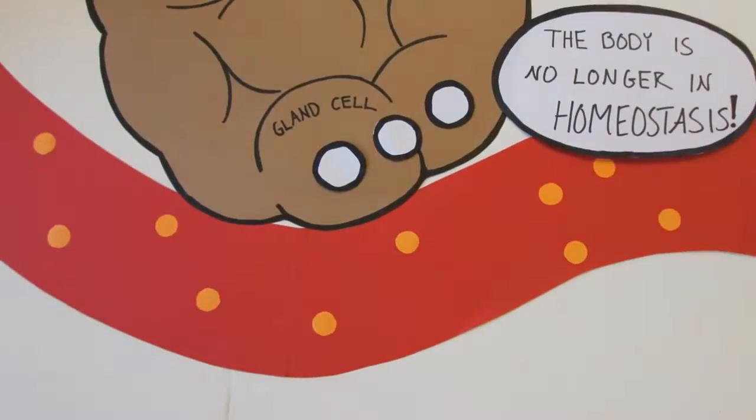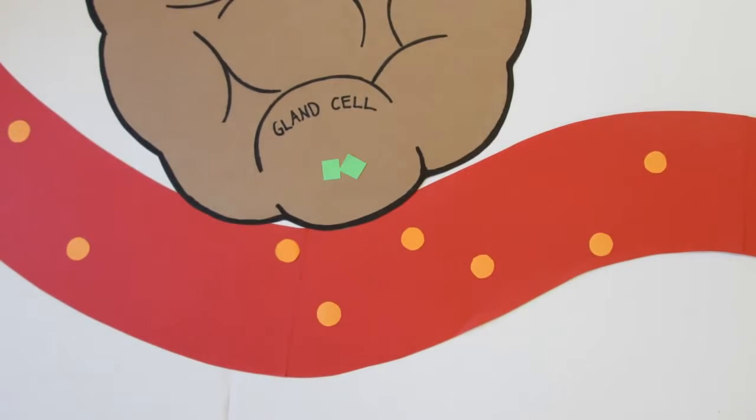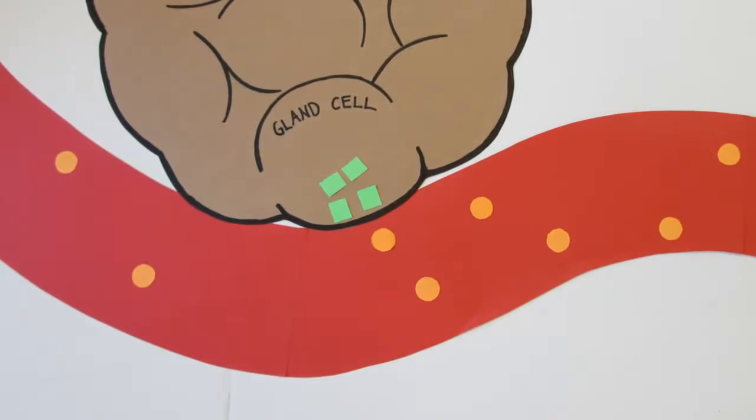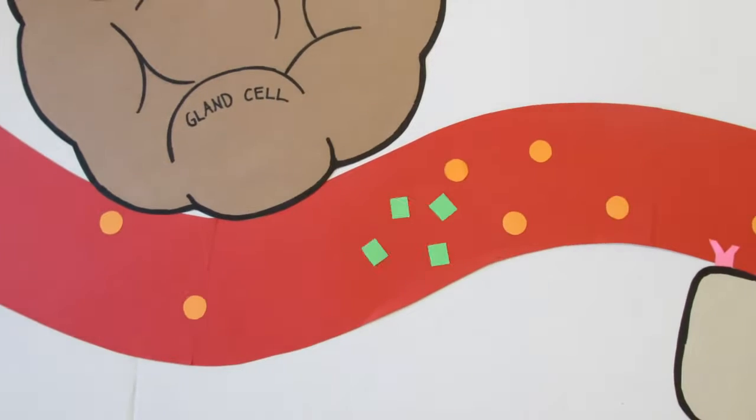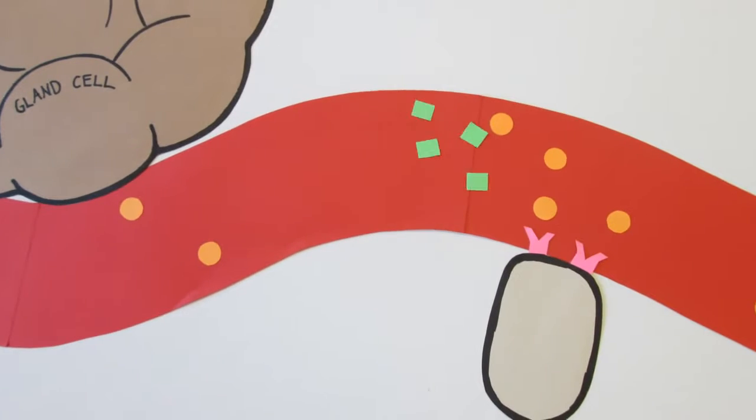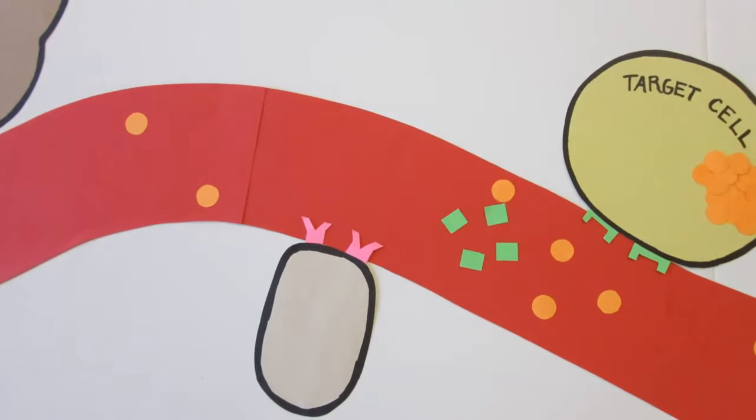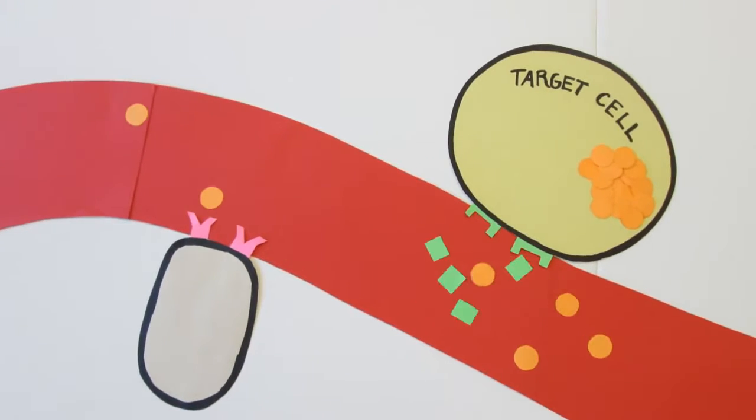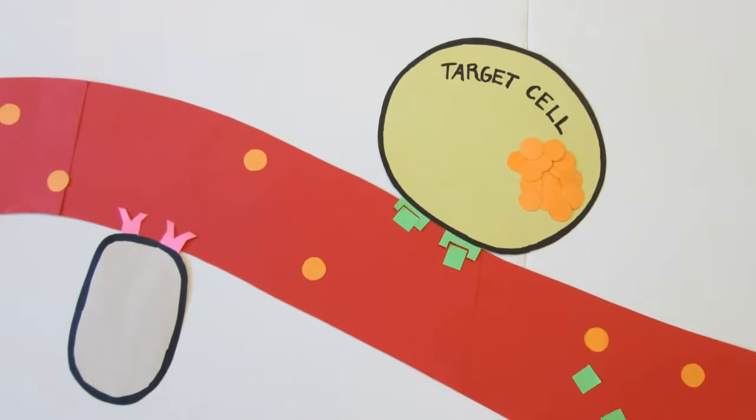First, a gland detects a change in the body's internal environment. This gland then increases the secretion of hormones, which enter the bloodstream. Hormones travel through the blood and can have potential effects throughout the body. However, hormones will not act on every cell. Hormones activate target cells by binding to specific receptors on the inside or outside of the target cells.